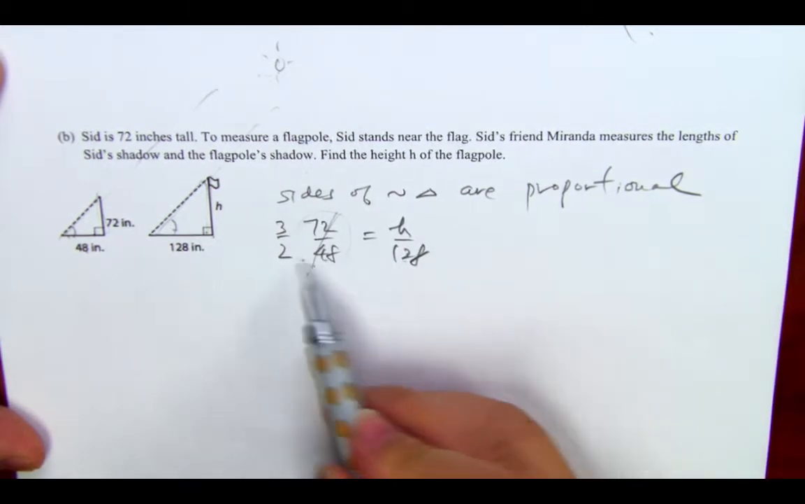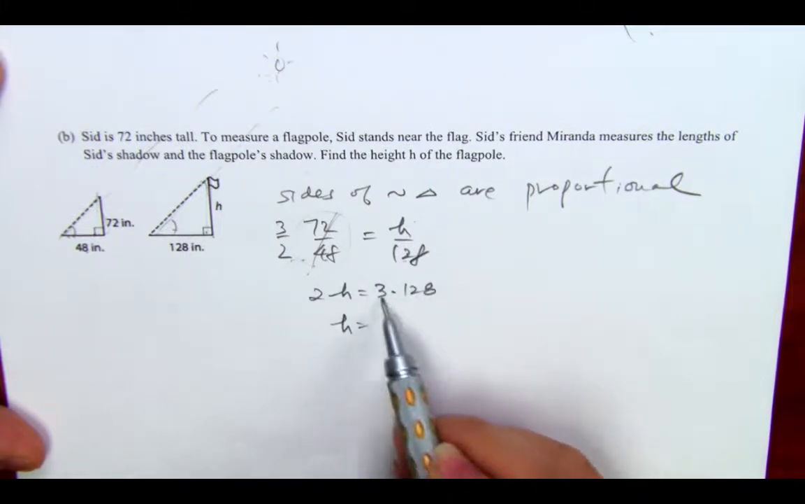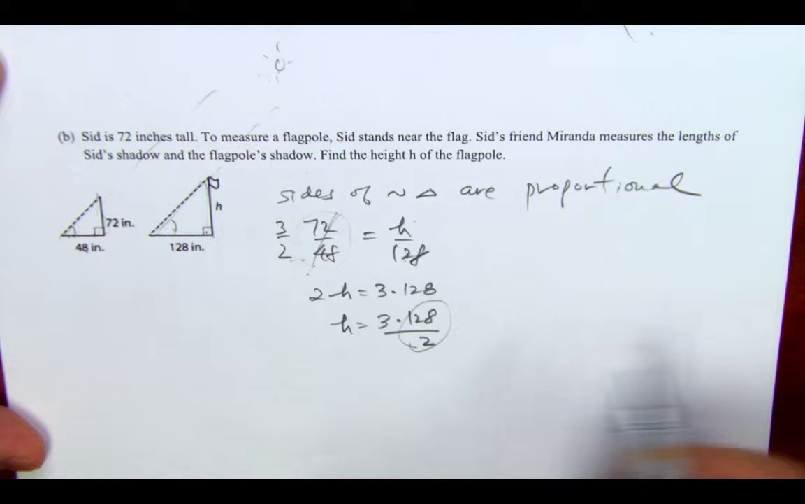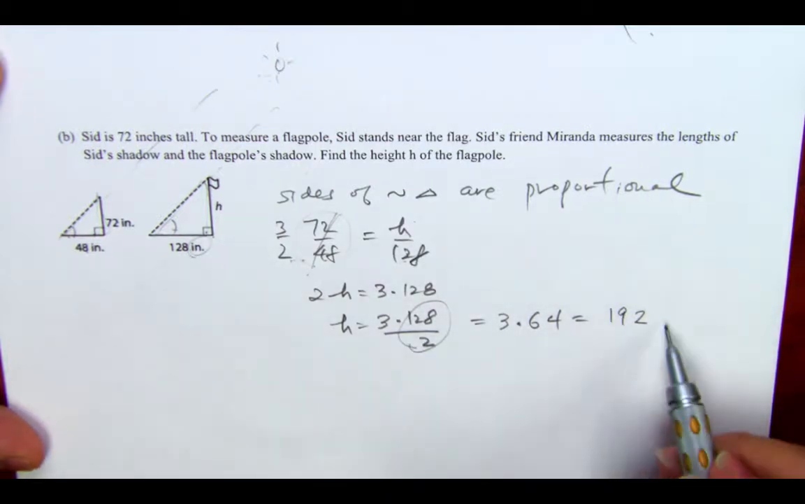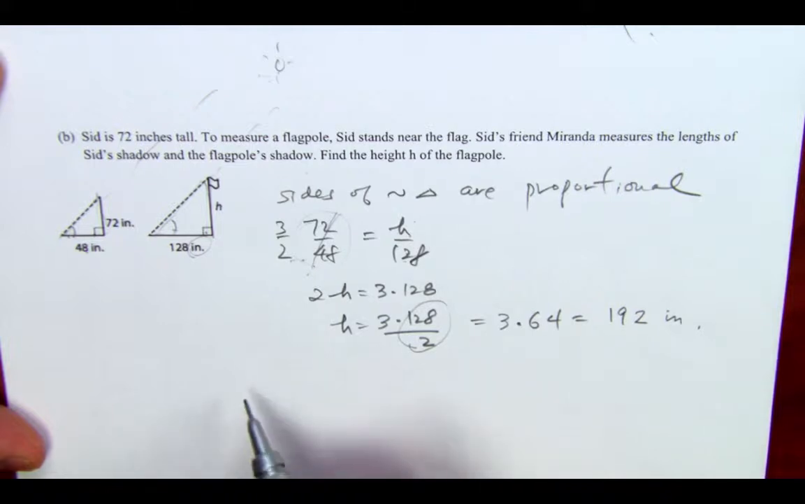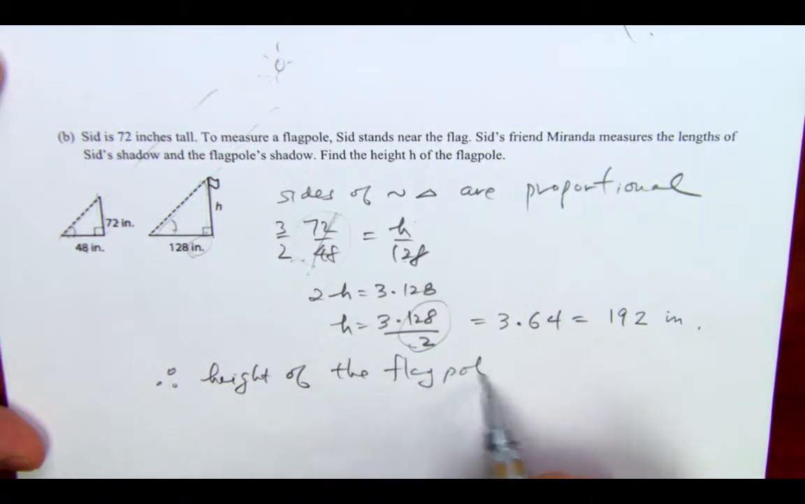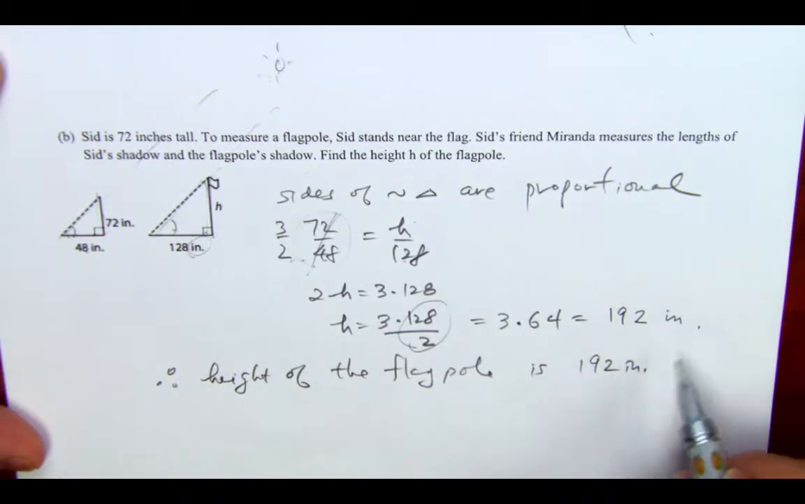When you cross multiply over here, that is 2h over 3 times 128. I am not going to multiply that out yet, because I see that it's easier to reduce that, which is 3 times 64. When you multiply that out, it is 192. That's in inches right here, so it's 192 inches. And so you could say, therefore, the height of the flagpole is 192 inches. If you divide that by 12, it will turn out that it is 16 feet.